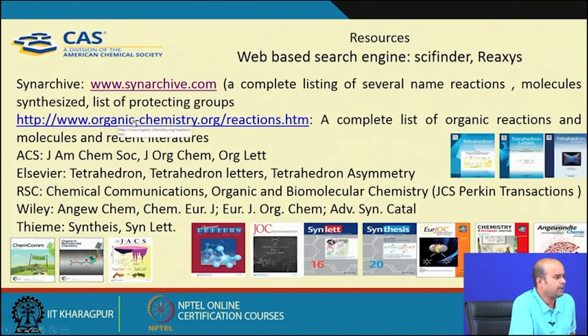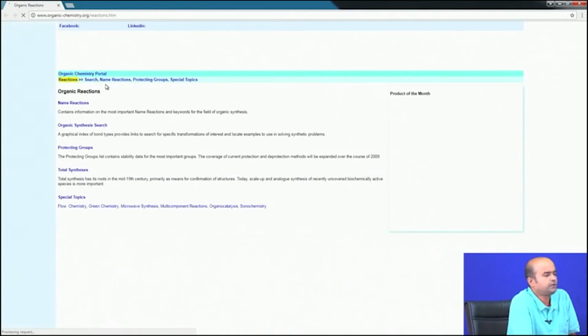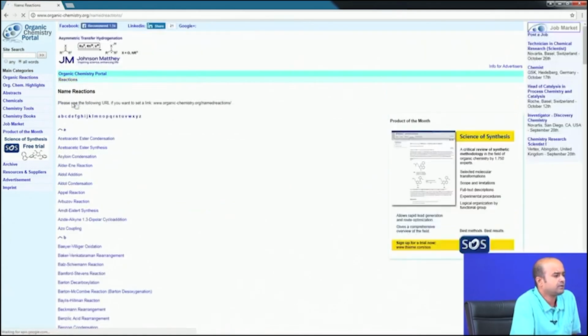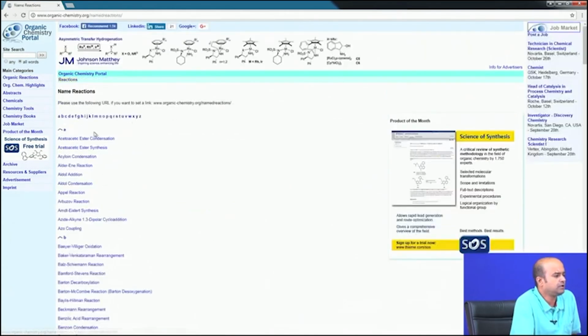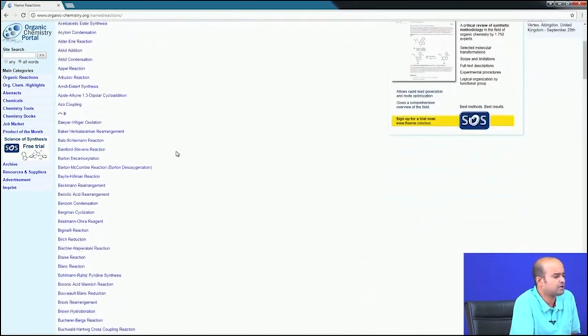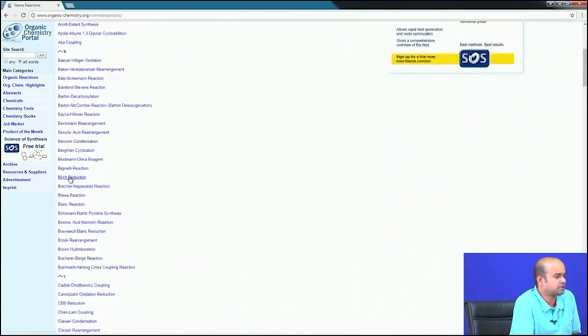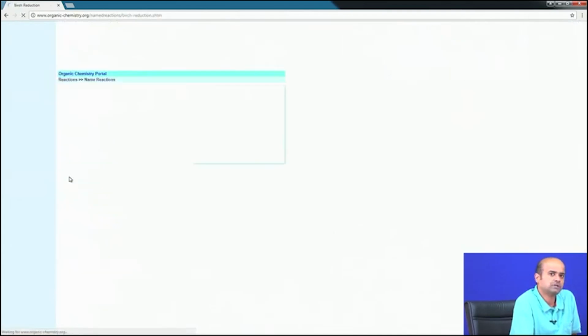Sometimes this also helps, it is called organic chemistry or organic reactions. This portal is a good resource which gives you a series of organic name reactions, and similarly, starting alphabetically, you can access a series of name reactions. Let us say we talked about Birch reduction. At the Birch reduction, you can just click it.